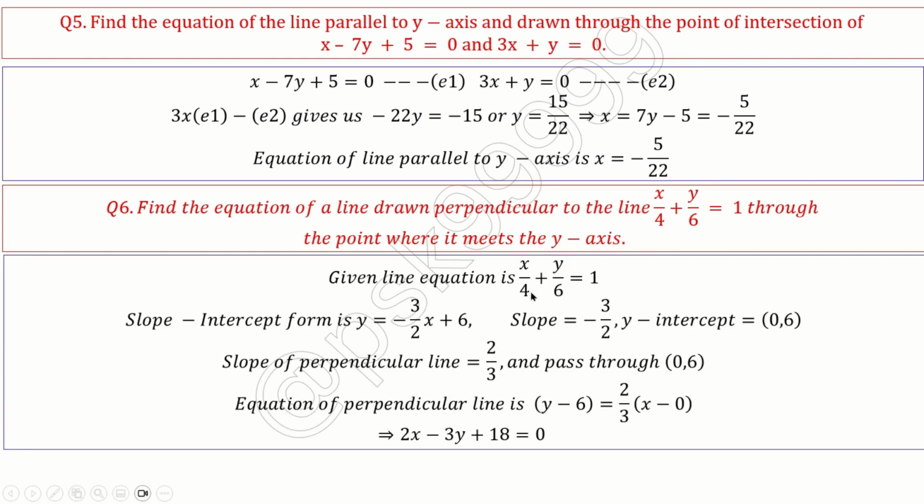So the slope of the current line is minus 3 by 2. So the perpendicular line's slope is 2 by 3, and it is passing through (0, 6). So use the point-slope formula. Okay, you will get the equation as 2x minus 3y plus 18 equal to 0.